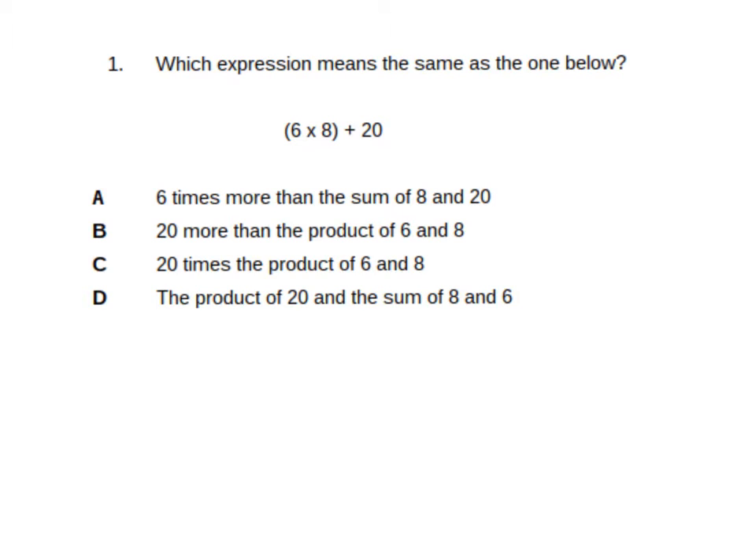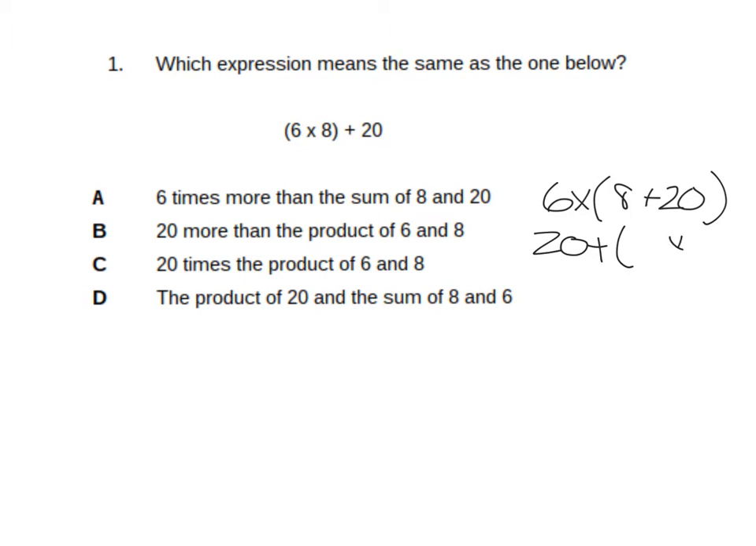So let's look at A, B, C, and D and write what they would be. A says 6 times more than the sum of 8 and 20. So this one says 8 and 20 and 6 times more. So that would be 6 times the sum of 8 and 20. That doesn't look the same. B says 20 more than the product of 6 and 8.